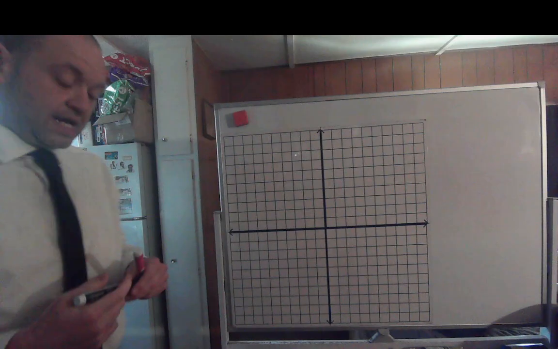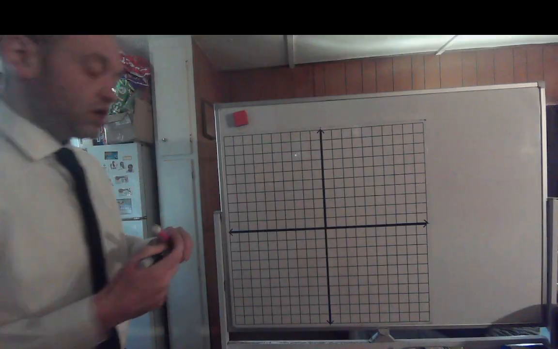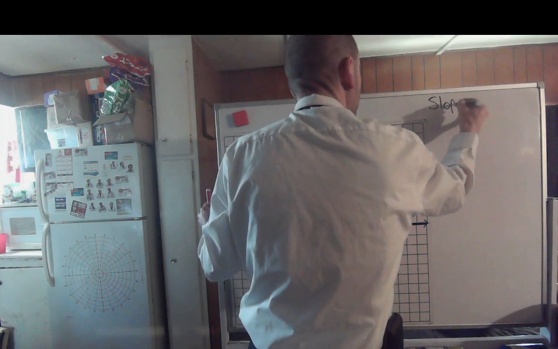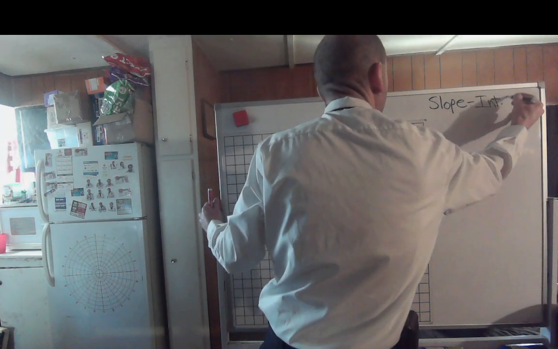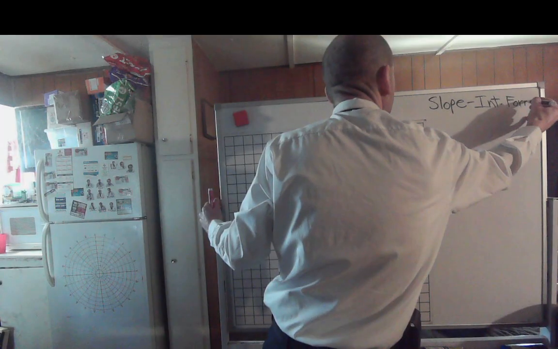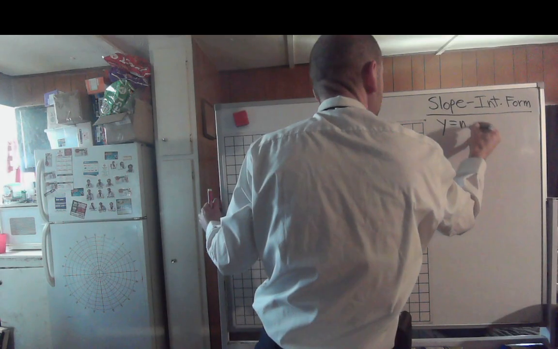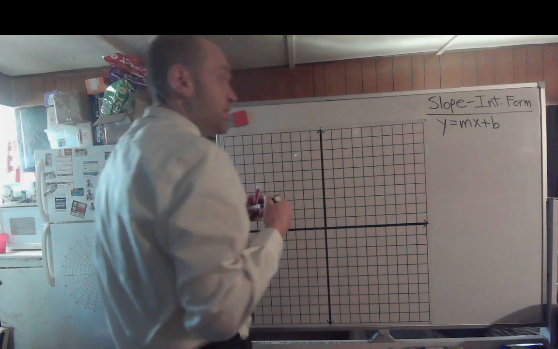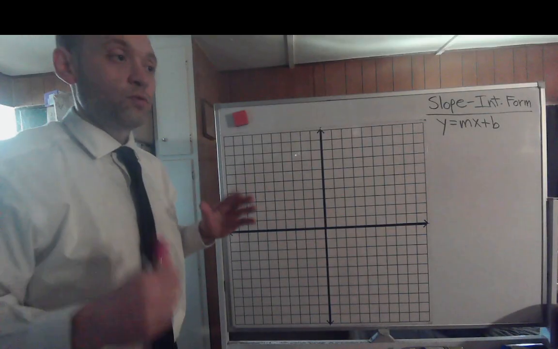Alright, so now we can talk about something called the slope-intercept form of a line. So this also will seem like a review. Slope-intercept form of a line, that's going to be something like y equals mx plus b. And this is how your functions occur too. Your functions will always be in this notation for a linear function.